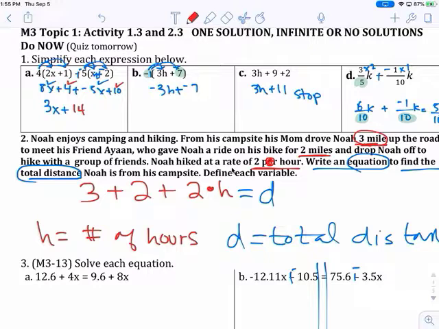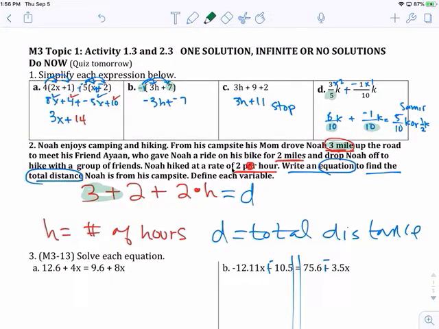Noah enjoys camping and hiking from his campsite. His mom drove Noah 3 miles, so it's 3 plus, because there's no "per" there, up the road to meet his friend Anya, who gave Noah a ride for another 2 miles. Notice there's no "per," so we just put plus 2. "And" means plus. Dropped Noah off to hike with his group of friends.